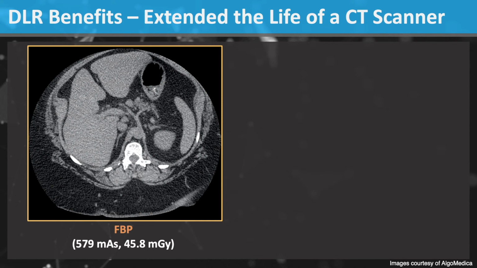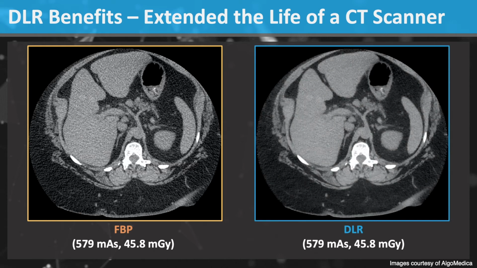This obese patient underwent CT imaging on an older CT scanner, and the tube current was maxed out at 579 mAs. The images have high noise and low quality. A good technologist will try a number of techniques to get around this, but in many patients, it's just not possible with older scanners. With DLR, the same images are processed and have reduced image noise and improved image quality.